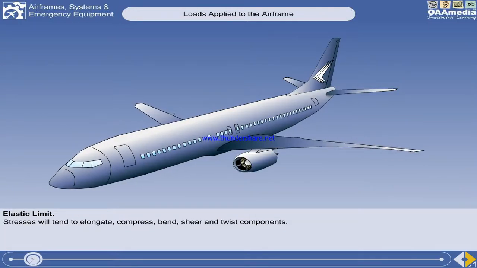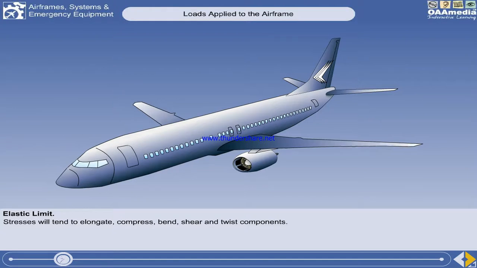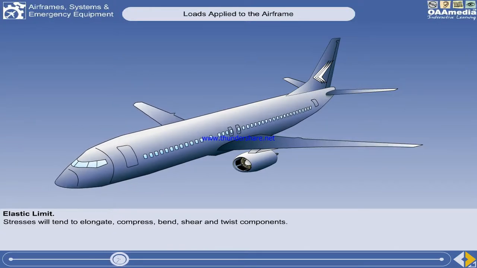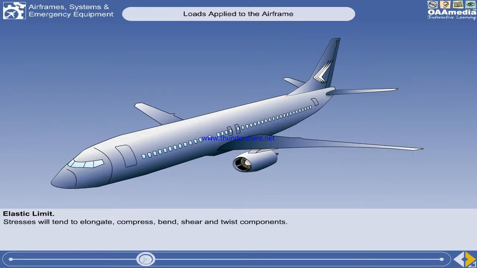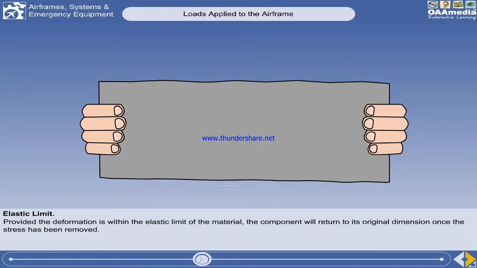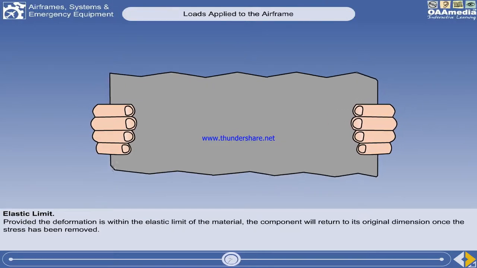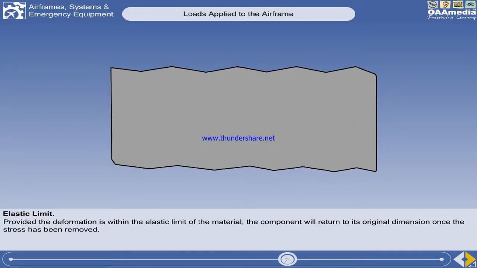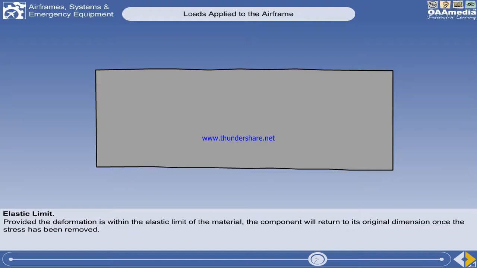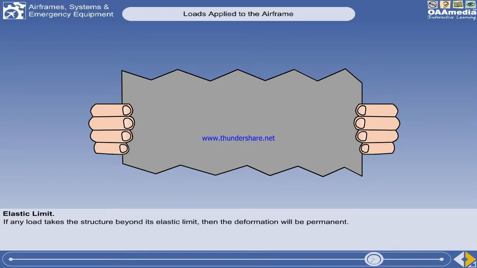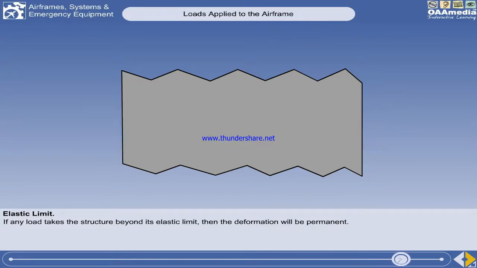Aircraft components are subjected to some or all of these stresses, and they will tend to elongate, compress, bend, shear and twist the component. However, provided the deformation is within the elastic limit of the material, the component will return to its original dimension once the stress has been removed. If any load takes the structure beyond its elastic limit, then the deformation will be permanent.